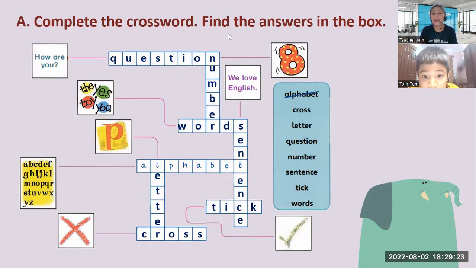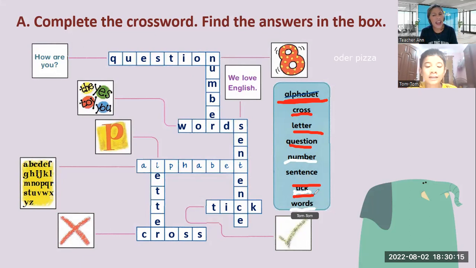So please, Tom Tom, listen. Tom, can we read all the words first? Alphabet. Alphabet. Cross. Okay. Next, we have letter. Letter. Question. Question. Sentence. Sentence. Next, we have check. Check. Words. Words. Tom Tom. Words.